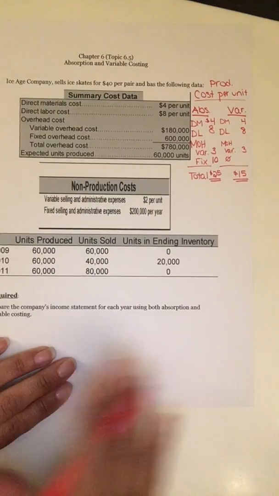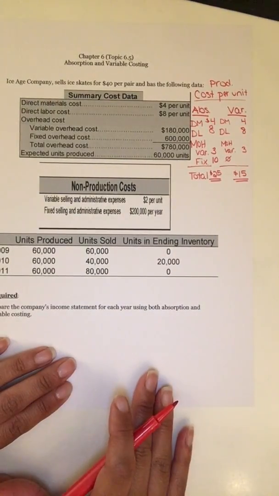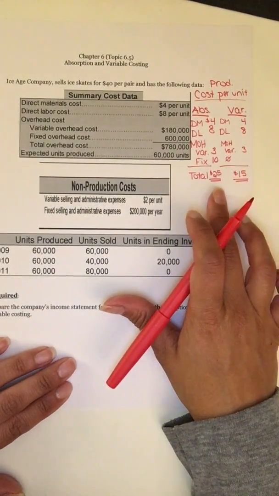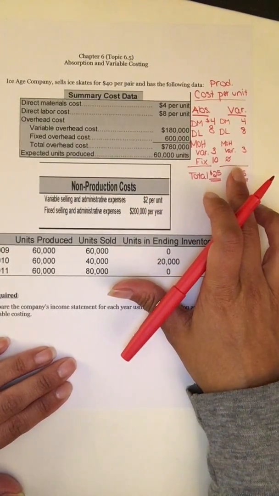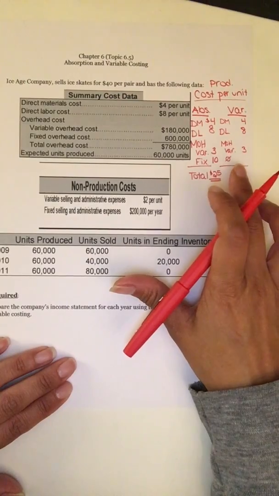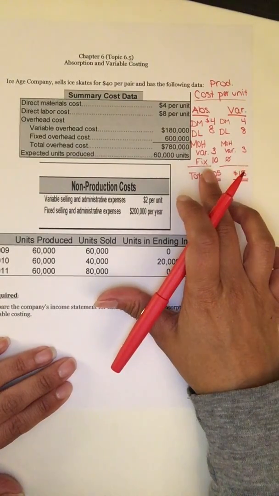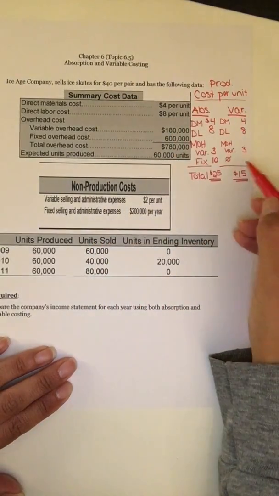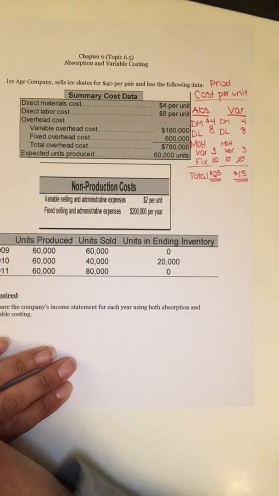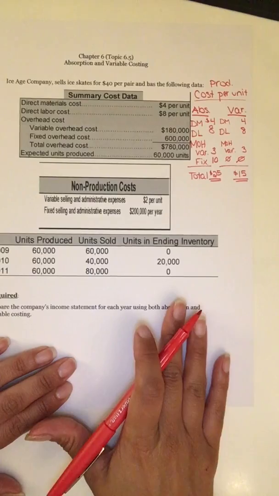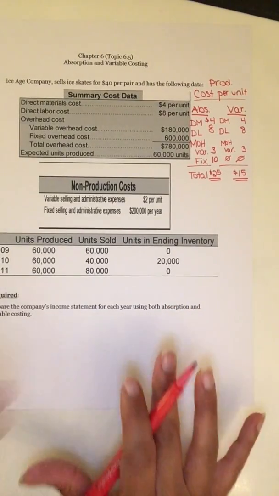So the total is $15. Before we can get to the financial statements, we have to calculate the product cost per unit under the two methods. The only difference between the two methods is the fixed overhead. It's considered for absorption. It is not considered for variable. I just wanted you to understand that before we go on to the income statements.